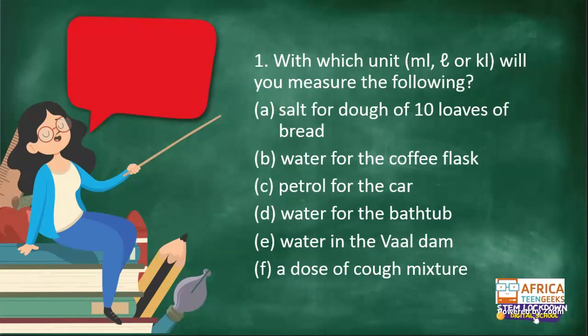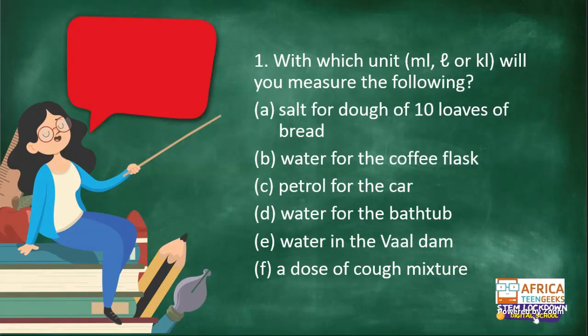And D for the water bath. Water for the bathtub, sorry. Okay, I see people going for kiloliters. And remember we said a kiloliter equals 1,000 liters. So for bathtub, we will use liters, right? For bathtub, it will be liters.